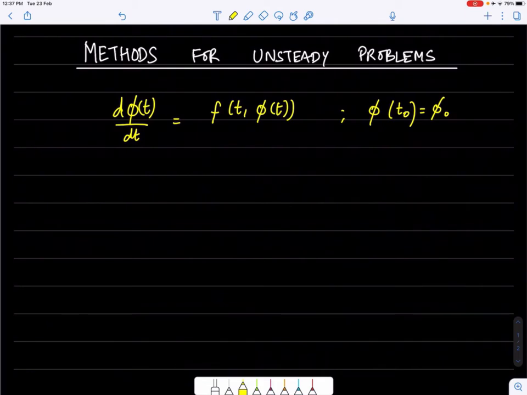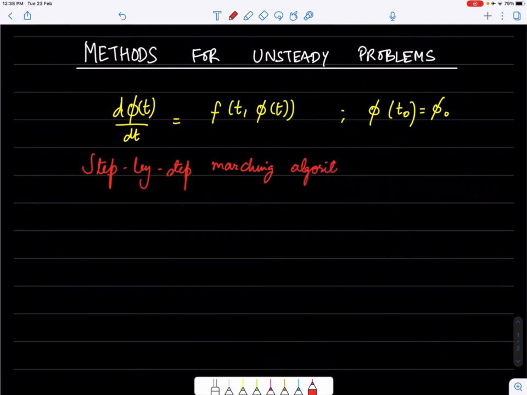So there is no backward influence in unsteady flow problems. Moreover, because of this, unsteady flows are parabolic in time, and essentially all solution methods that we will talk about will be time advancing methods, what we call a step-by-step marching algorithm. So we will be discussing the step-by-step marching algorithms in this lecture.